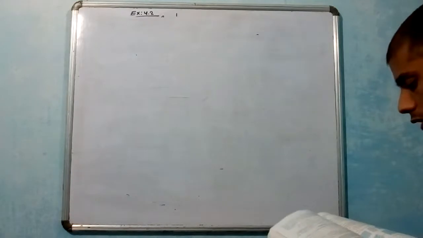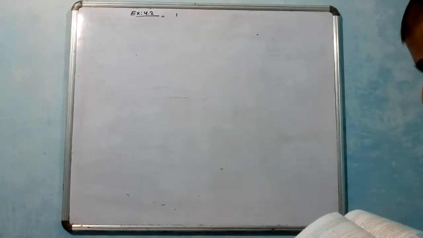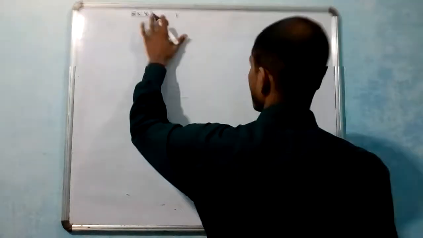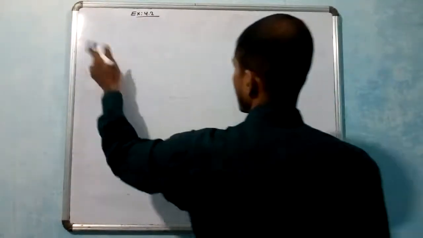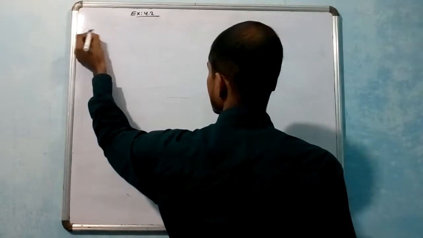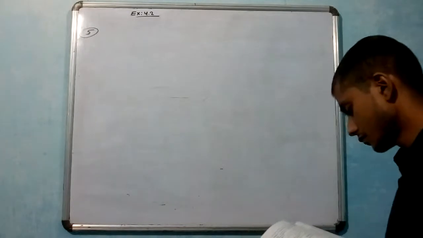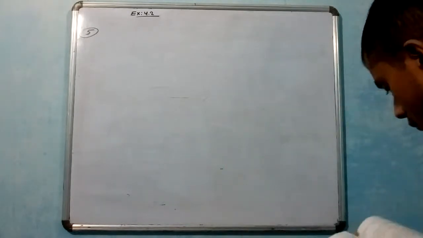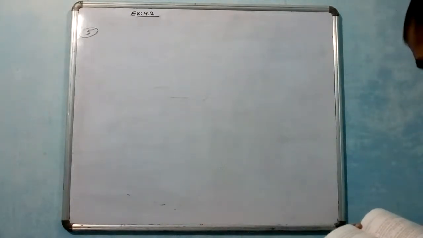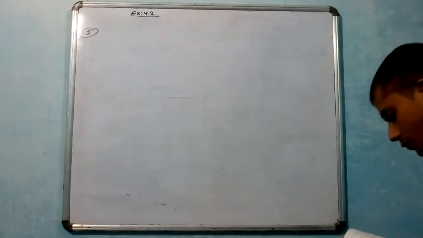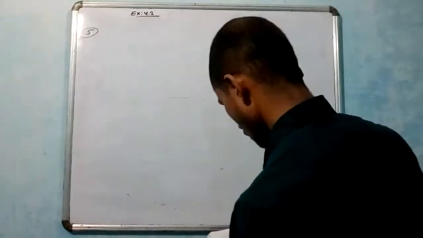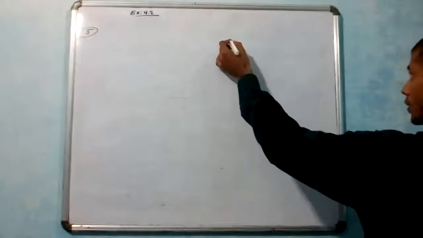Okay, now see exercise 4.2, fifth one. What is the question? Read this. Read the question. Okay. So here given what? A right angle triangle, no?